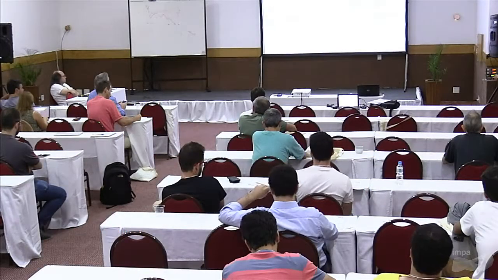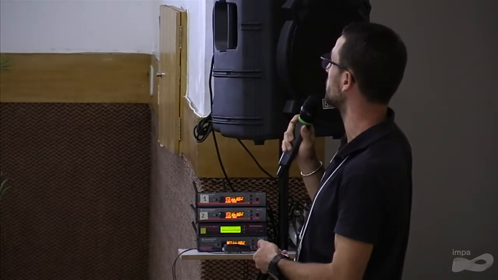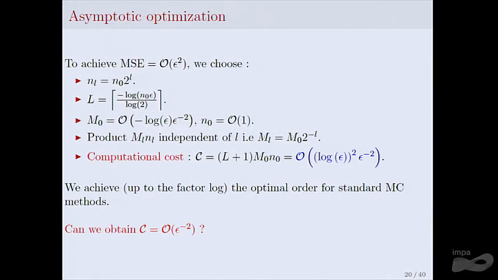Once again, assume that you want to achieve a mean squared error of order epsilon squared. Suppose you choose NL of this form for the inner samples. Remember, it's increasing. Then it gives you capital L, the number of levels for the estimation. If you want to make this product independent of the level, you can take ML to be M0 times 2 to the power minus L. You see that those two terms cancel out, and you remain with a computational cost of this form.